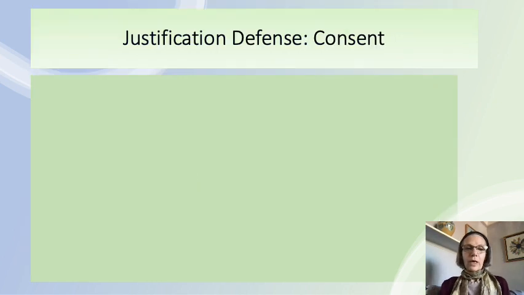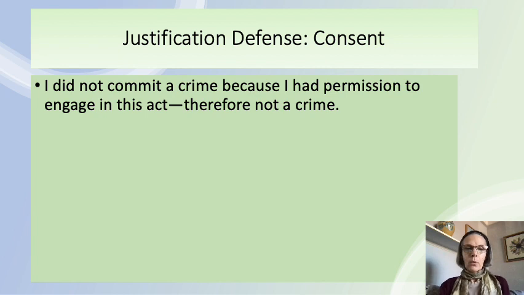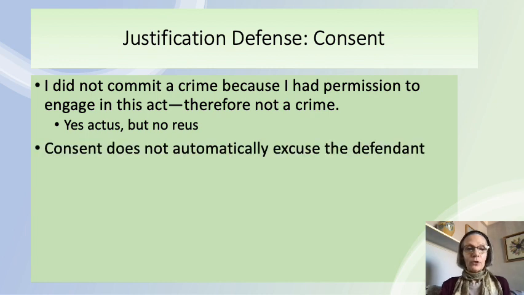So let's go ahead and look at the first justification defense, which is consent. So with the consent defense, basically the criminally accused is arguing through their defense attorney that they did not commit a crime because I had permission to engage in the act, right? And so since I had permission to engage in an act, I didn't commit a crime. Sure, there was an actus, there was an act, but it wasn't a criminal act. It wasn't reus. It wasn't the guilty act because I had consent to do that.